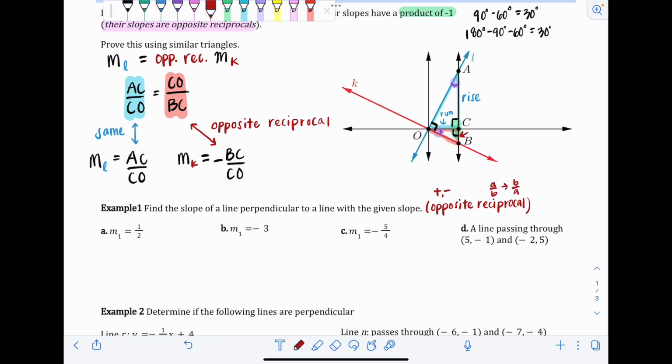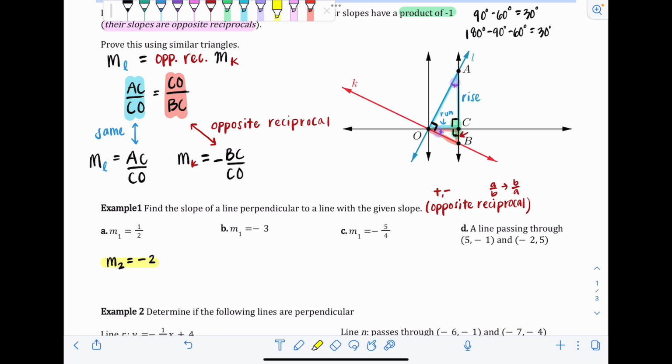Okay, so example 1A, I'm going to label these as M1, the slope of the first line, and M2, the slope of the second line. So M1 is 1/2. If we wanted to find the slope of line 2 perpendicular to that, we'd have to find the opposite reciprocal of 1/2. Since 1/2 is positive, the opposite would be negative. And then the reciprocal of 1/2 would be 2 over 1. But if you have a 1 in the denominator, you don't need to write it. So it would just be -2. So slope of line 2 would be -2.